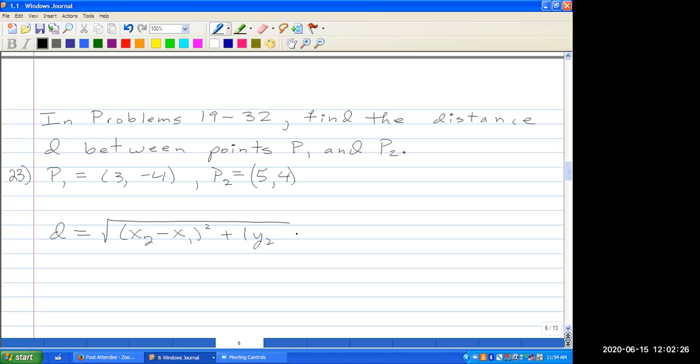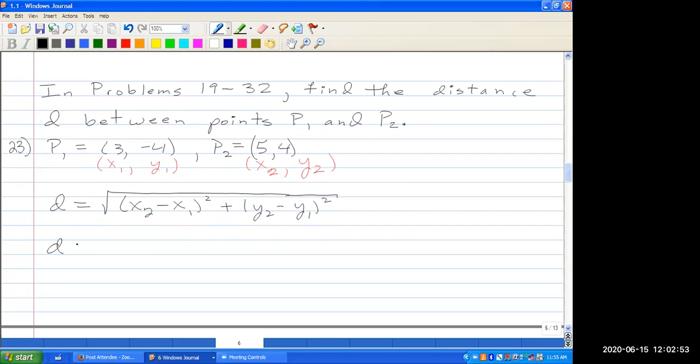So the distance D is just the difference of the x coordinates squared plus the difference of the y coordinates squared. Now, it doesn't matter which one I call x1 and which one I call x2. I'll call this one x1, y1, and I'll call this one x2, y2. It doesn't really matter which one I pick. Okay, so the distance D is the square root of (x2 minus x1) squared plus (y2 minus y1) squared.